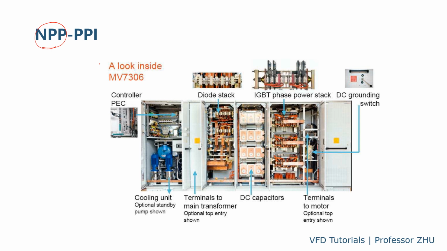The next one is about the NPP drive. Actually, this is by Converteam. And the component they use, they call it PPI, press pack IGBT, or some call it IEGT. So here's the control, liquid cooling system, diode stack for the rectifier, DC capacitor, and inverter IGBT stack, or PPI, or IEGT, and output terminal.